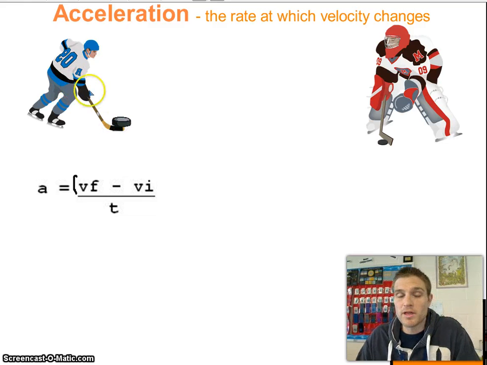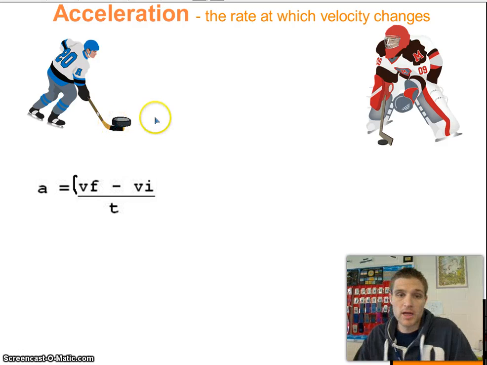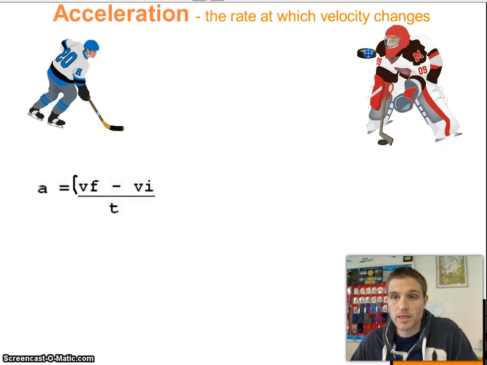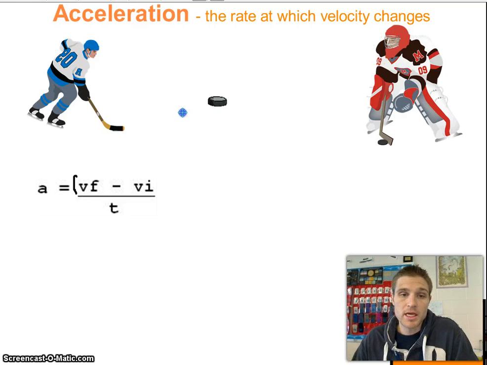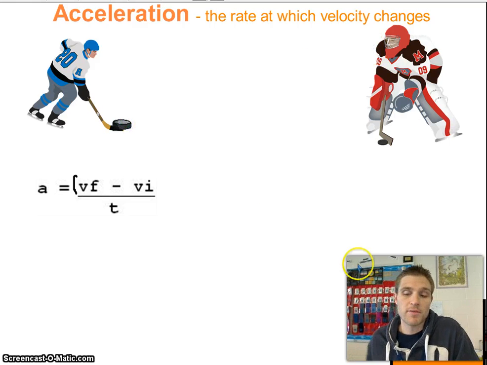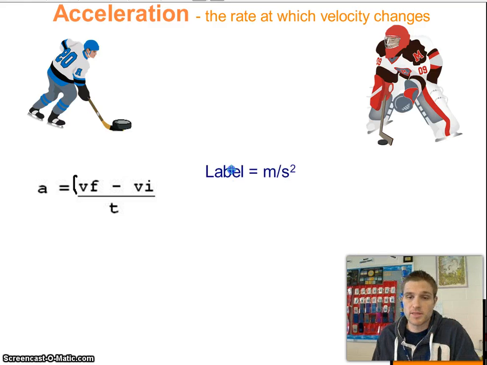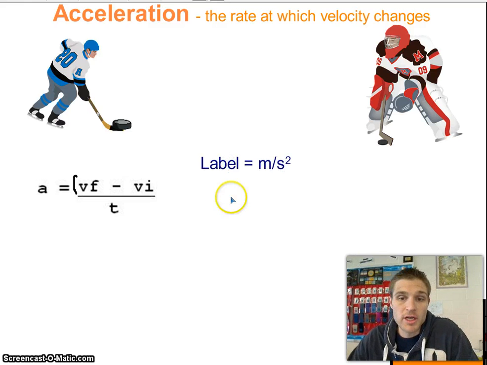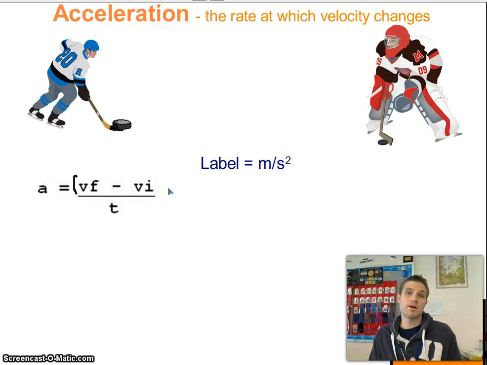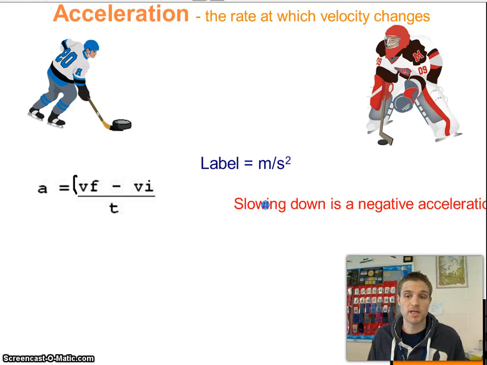So if this hockey puck was starting out going 0 meters per second to the right and ended going 0 meters per second to the right, technically it would have no change in velocity. However, in the middle it would have some velocity. So we're going to look at some examples of this. The label for acceleration is meters per second squared. So the reason we're doing this is every second the hockey puck, or whatever it is, will accelerate, speed up, slow down, whatever it does, by a certain meters per second or a speed.